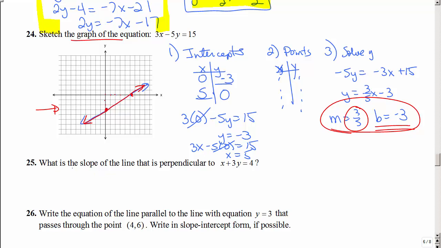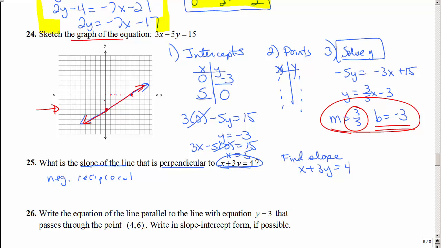Number 25, what's the slope of the line that's perpendicular to this one? Well, I need to know that slopes are negative reciprocals. So I have to find the slope of this line. Well, I can't do it with 2 points. I guess I could, but that's kind of hard. But the easier way to do it is to solve for y.